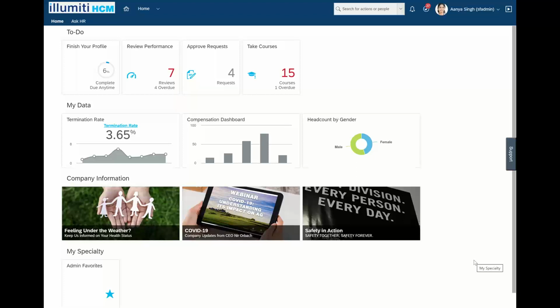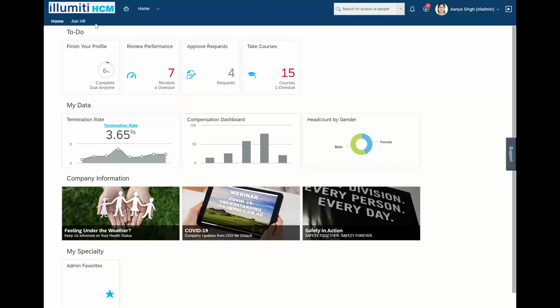So Anya happens to be an individual contributor, so she doesn't have any team management components here, but she does happen to be a system administrator, so you can see she has this admin favorites tile here. She also has some dashboards that help her manage her area of responsibility. All of these dashboards are actually dynamic, so she can drill into them and get a listing of the data that's behind it. We even have some quick links there to export that data out or to contact all the people who are represented in a particular graph.